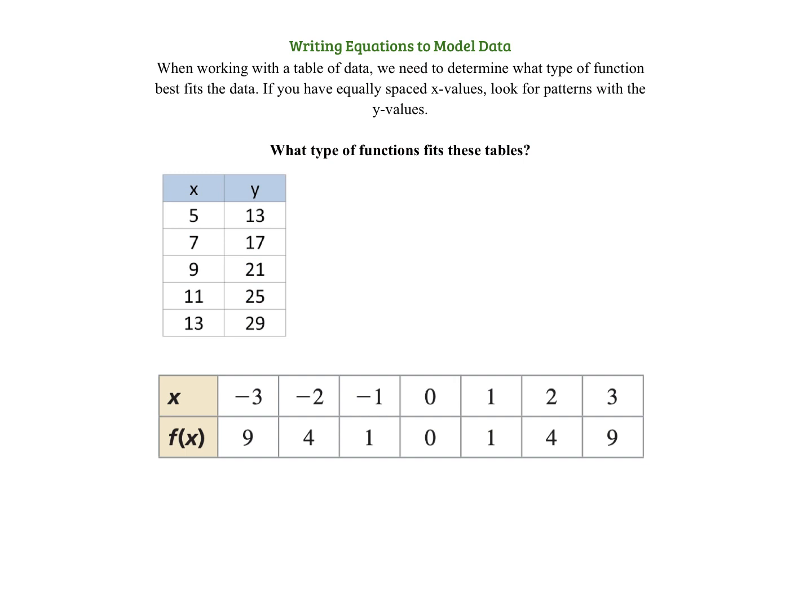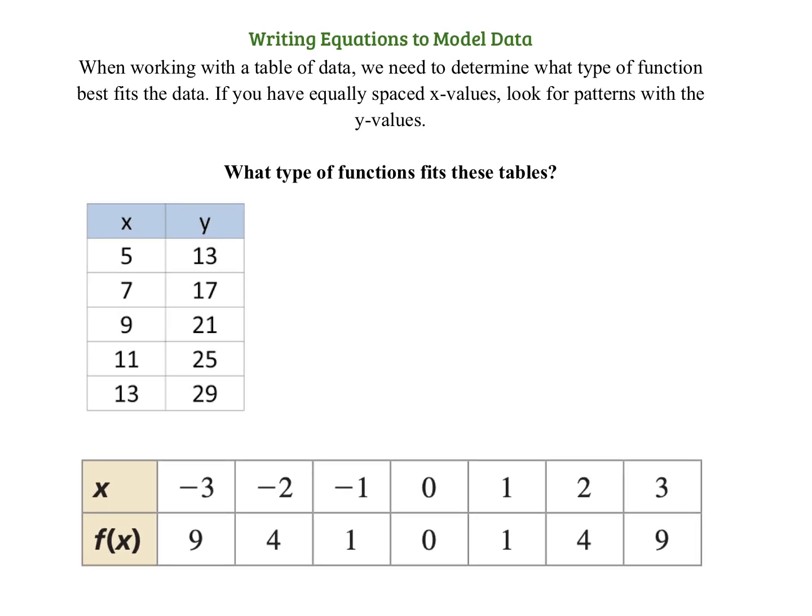All right, so now we're going to talk about how to write an equation for a set of data. So when you have a table of data, the first thing you need to do is to determine what type of function best fits that data. So when you're doing this, one thing you could do is if you have equally spaced x values, one thing you can start looking for is patterns within your y values.